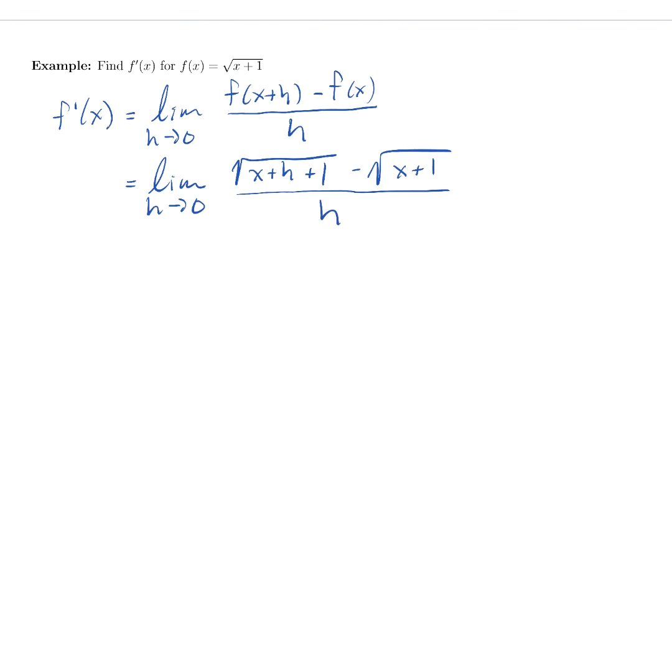Okay, this looks like one of those situations where we will have to multiply by 1 because we have those square roots in the numerator, and so let's do that. Let's multiply by 1 in this form: square root of x plus h plus 1 plus the square root of x plus 1 over the square root of x plus h plus 1 plus the square root of x plus 1.